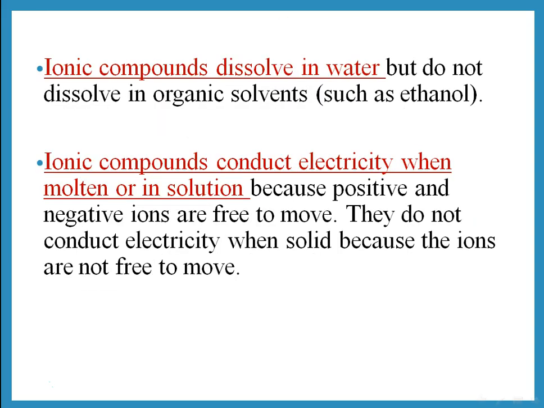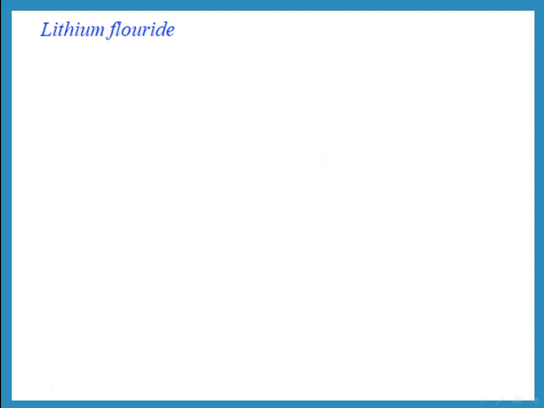You should also remember that ionic compounds dissolve in water, not in organic solvents such as ethanol. Ionic compounds conduct electricity, but only when molten or in solution, not as a solid. Because when they are molten or in solution, the positive and negative ions are free to move. They do not conduct electricity when solid because the ions are not free to move in the solid, rigid, three-dimensional crystal lattice.